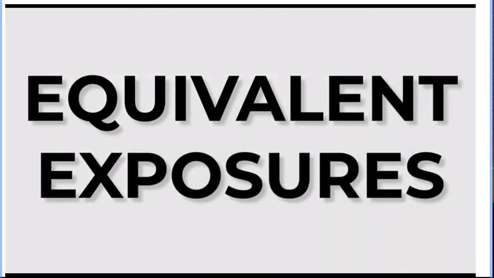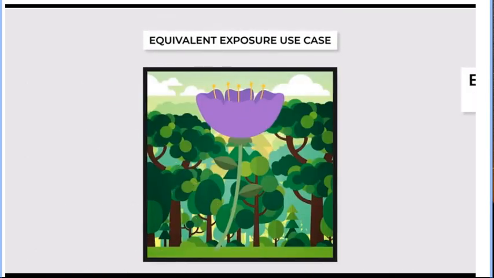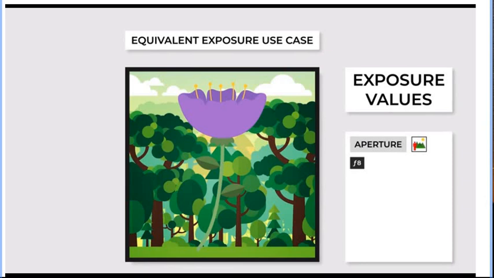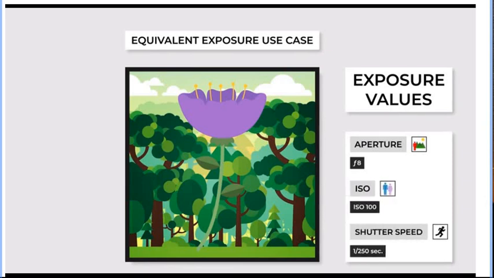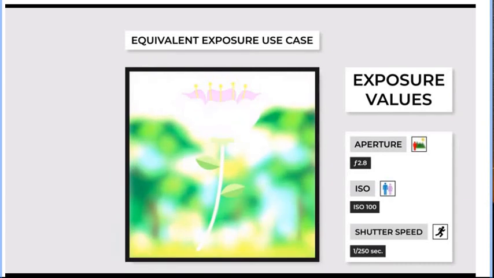What are equivalent exposures? Well, let's say you want to photograph a flower in the bright sunlight and find that using an aperture of f8, an ISO of 100, and a shutter speed of 1/250th of a second produces a sufficiently bright image, but doesn't have the shallow depth of field effect that you envisioned. If you wanted to use your lens's maximum aperture to create a shallow depth of field, let's say the lens can stop down to a maximum of f2.8, and try to take a photo, it would be extremely overexposed.